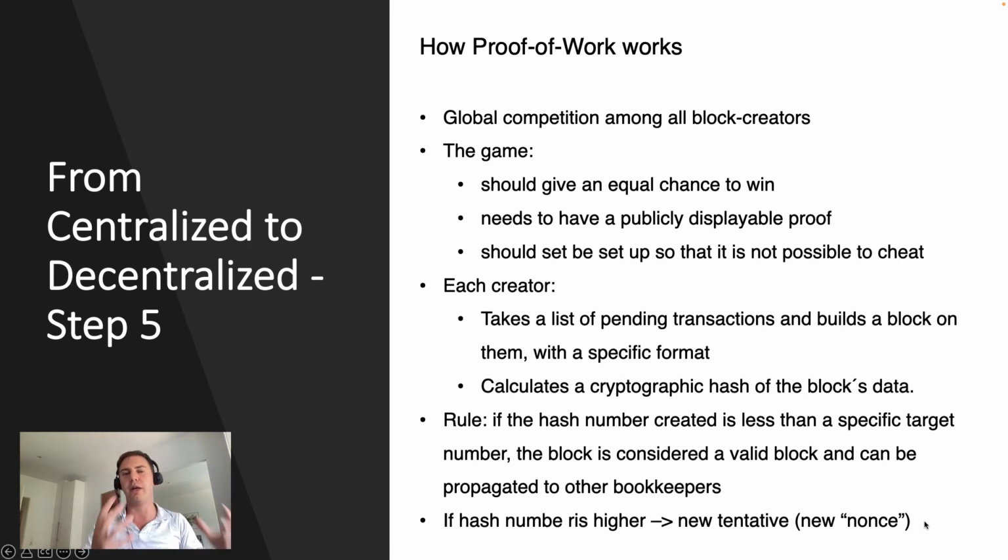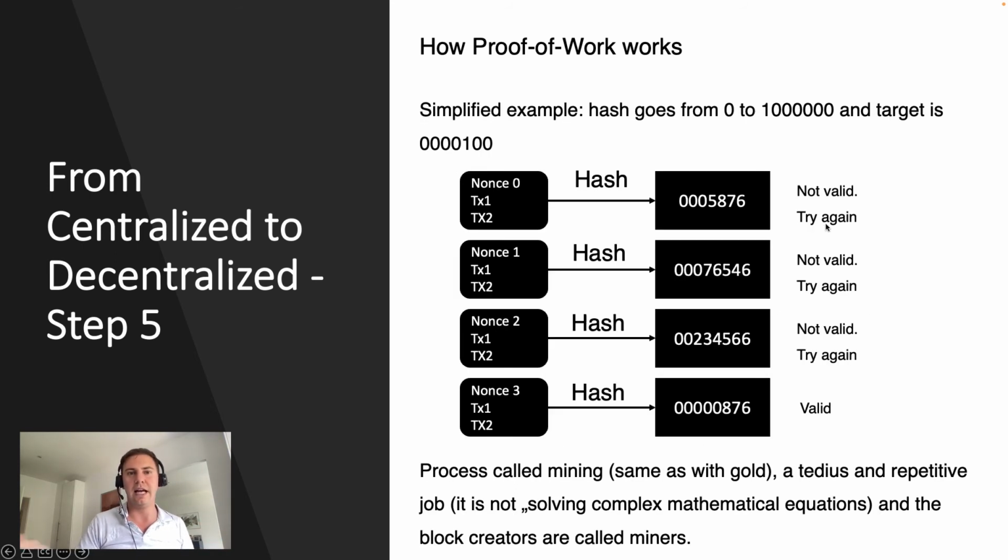So the idea is to have this big competition where all the people can participate. They collect the data, try adding the nonce, so it's another word or another code, and then hash all this data. If the hash is lower than the target, then the block is valid. If it is higher, then they have to try again.